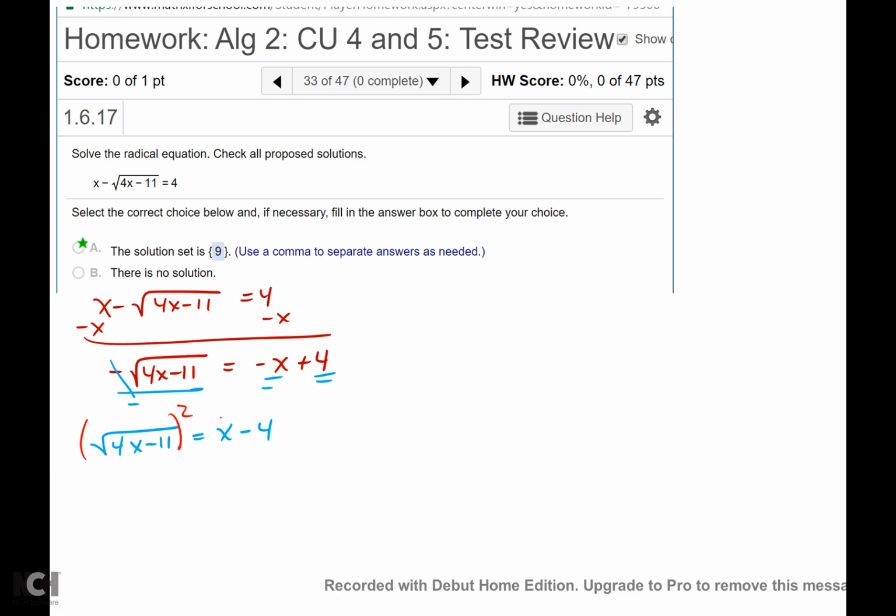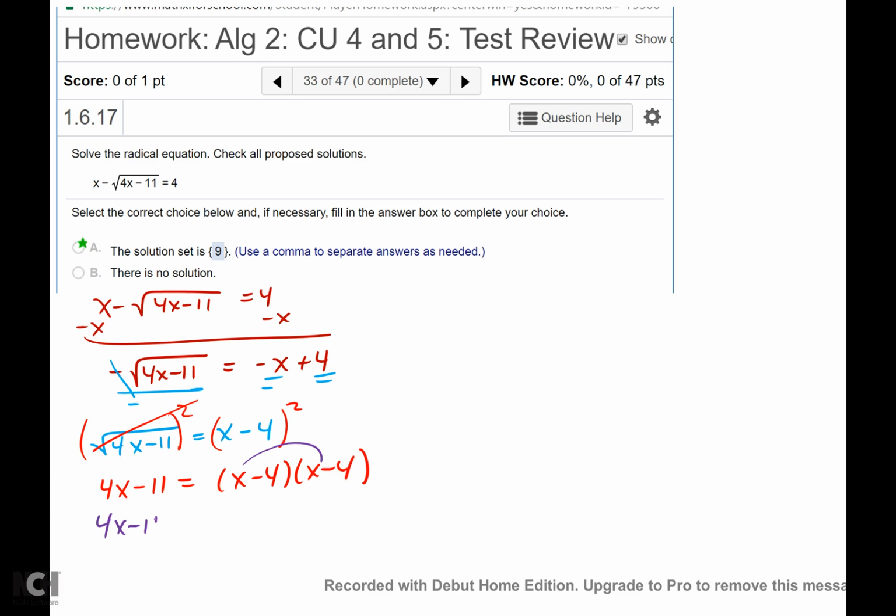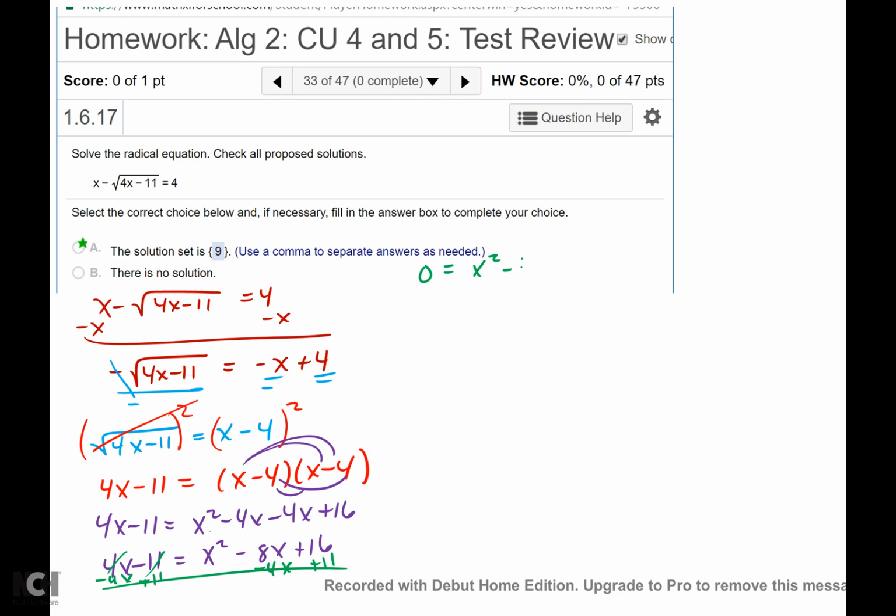I've isolated, now I can kill it by squaring. That kills that, gives me 4x minus 11 equals 2 copies of x minus 4 so that you don't kill puppies. And simplify. 4x minus 11 equals x squared minus 4x plus 16. 4x minus 11 equals x squared minus 8x plus 16. And then I have to get everything on the same side, so I'm going to minus 4x and add 11. And that gives me 0 equals x squared minus 12x plus 27.